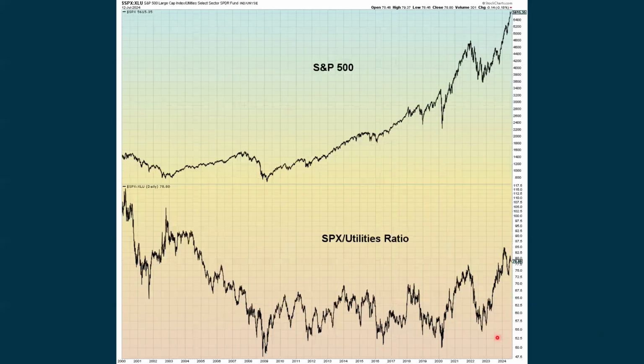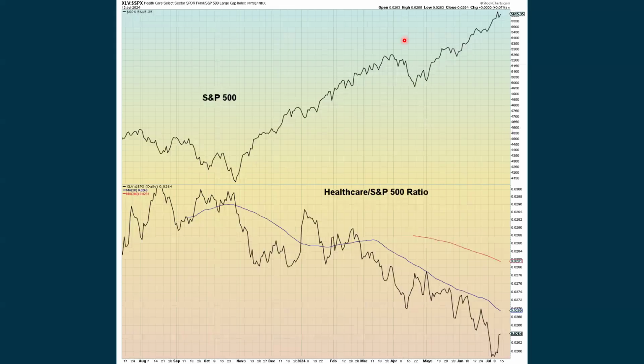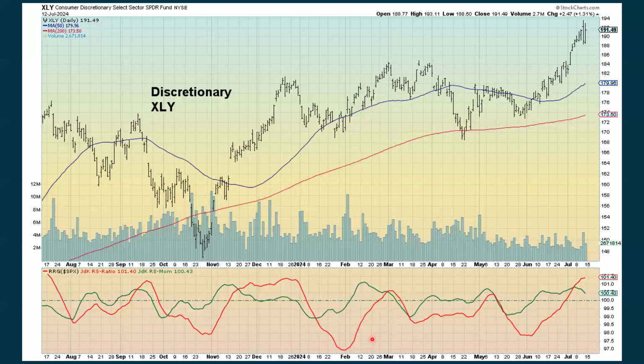And then we do an S&P to utilities ratio. Typically, when this is going up, that means the S&P is outperforming. When this is going down, that means utilities are outperforming. And we look at healthcare, another defensive area, also showing some strength right now and breaking out above these previous levels. But it still is underperforming when compared to the S&P, although it is improving.